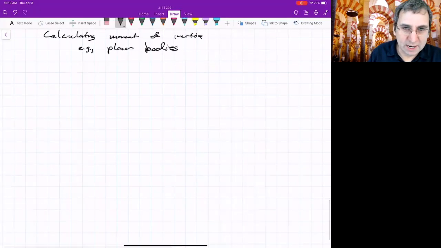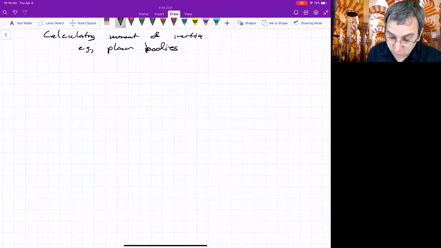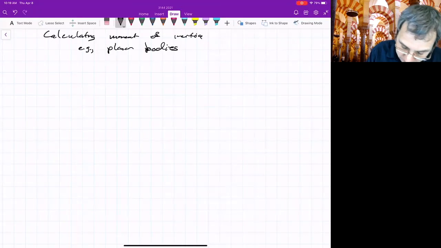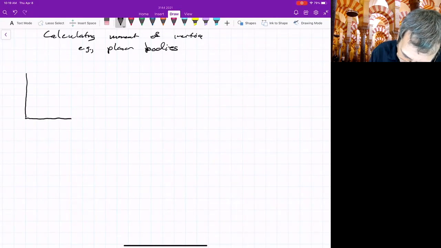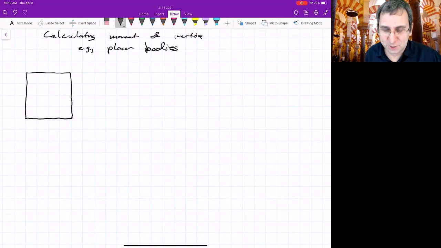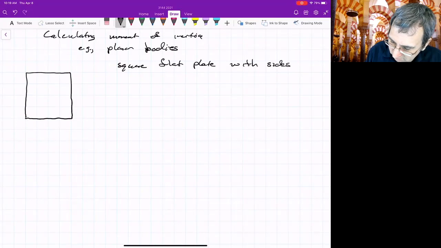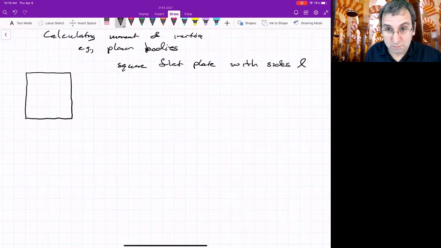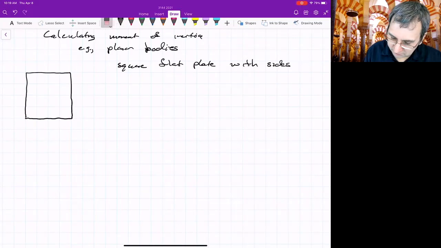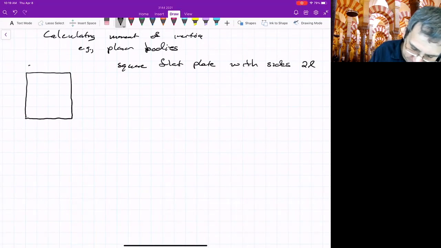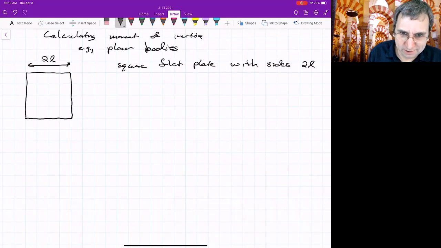So here it's going to be a perfect square, no matter what you say. It's a perfect square. So this is a square flat plate with sides. Let's just call them L. Nah, let's call them 2L. That'll make my life easier. 2L. There you go. That's kind of tricky. Why would you just call it L? Helps with doing the integral.